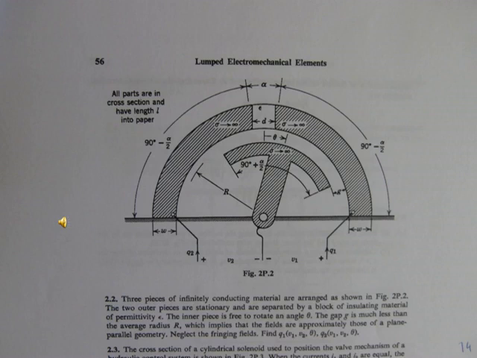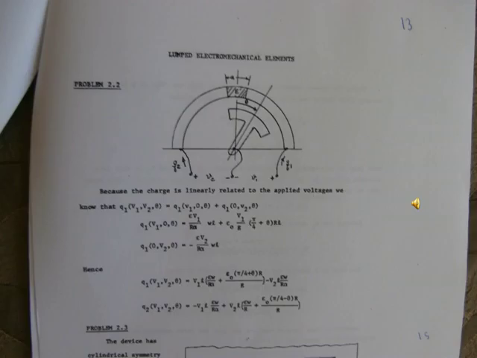In this case, there are three pieces, and the middle piece can be freely rotated. We have to calculate the charge Q1 in terms of V1, V2, and theta, and Q2 in terms of V1, V2, and theta. In this case, we write down the equation, because the charge is linearly related to the applied voltage. So in this diagram, we have to calculate the charge.